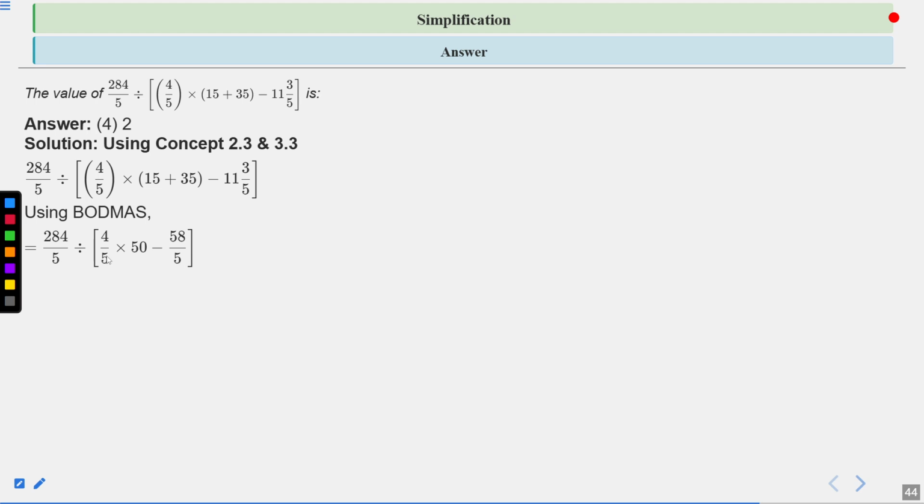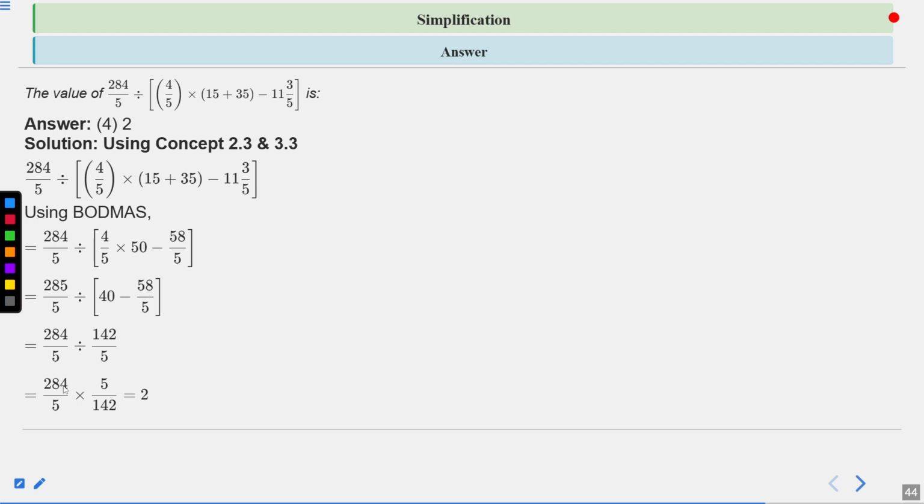Now we can simplify more. So we get 284 upon 5 divided by in the bracket, we get 40 minus 58 upon 5. Now when we simplify it, we get 284 upon 5 divided by 144 upon 5. So we change the sign and reciprocate it.